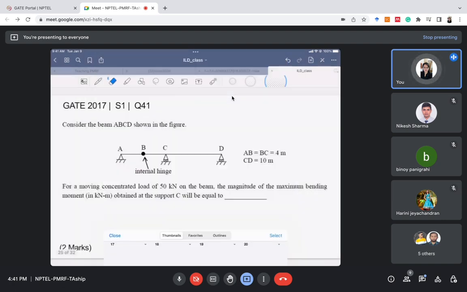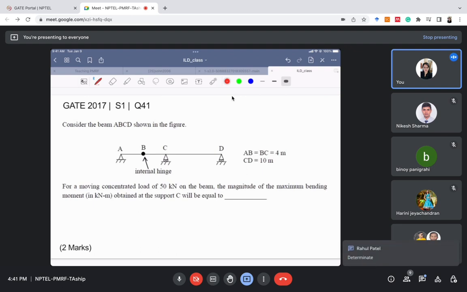Yeah, so let's start with the GATE question. Just tell me, is this beam statically indeterminate or determinate? Quickly in the comment section, is this beam statically determinate or indeterminate? Great, it is determinate. Okay. Please revise this concept of determinate or indeterminate, and I'll cover some of them in the coming classes also.